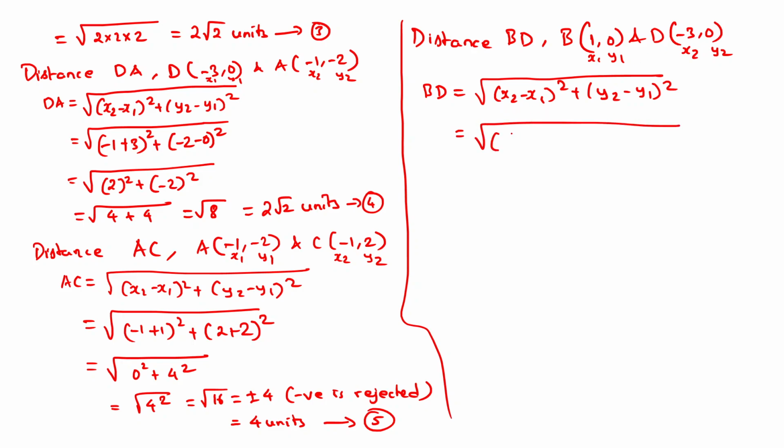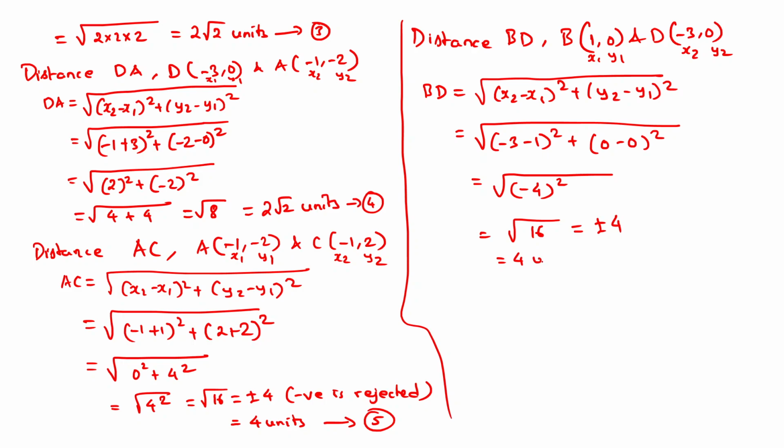Substitute the values. Minus 3 minus 1 whole square plus 0 minus 0 square. Minus 3 minus 1 is minus 4 whole square plus 0 square. We can neglect it. Again, minus 4 whole square is 16. We will get plus or minus 4. Negative is rejected. So we will have plus 4 units. This is the distance of BD. Consider this equation number 6. The length of the diagonal AC will be equal to BD.